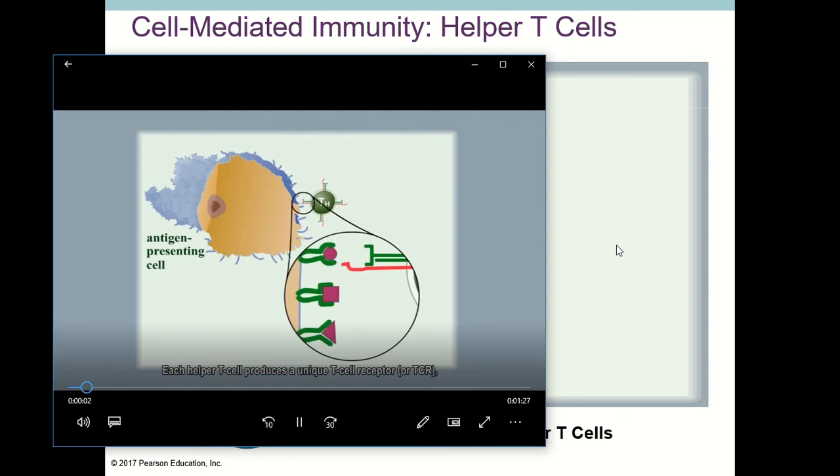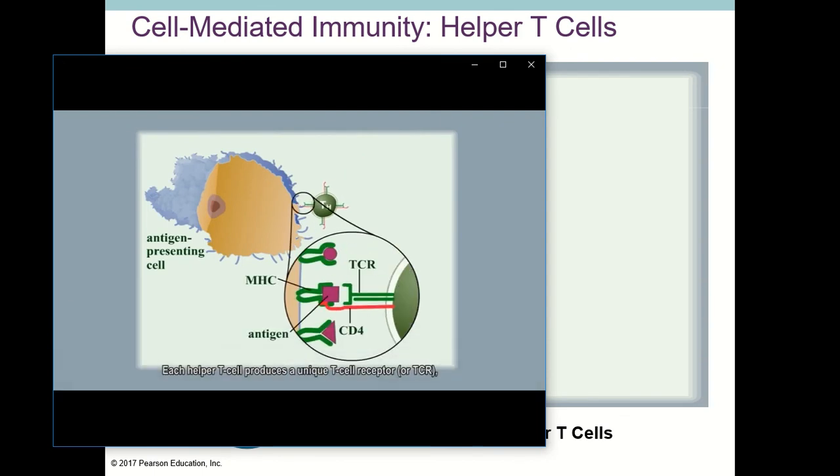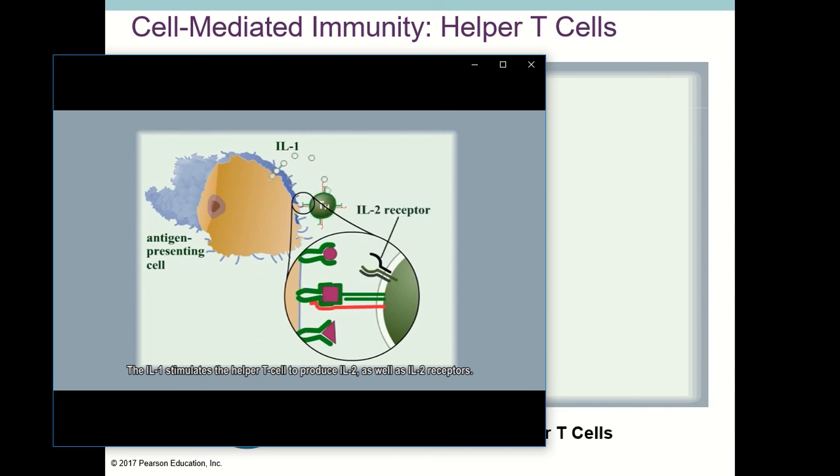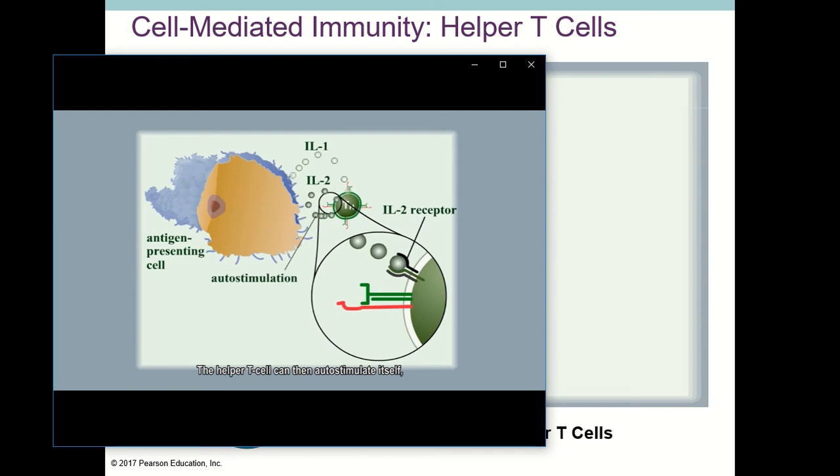Each helper T cell produces a unique T cell receptor, or TCR, which corresponds to a specific antigen. Each helper T cell also displays a receptor called CD4 on its surface, which recognizes the MHC molecules of antigen-presenting cells. When the helper T cell encounters an antigen-presenting cell with that antigen displayed in an MHC molecule, it signals the antigen-presenting cell to release interleukin 1. The IL-1 stimulates the helper T cell to produce IL-2, as well as IL-2 receptors. The helper T cell can then auto-stimulate itself, keeping it active as it proliferates.